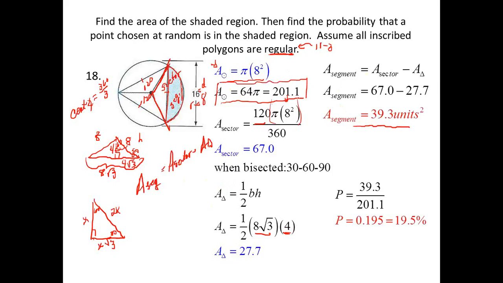Any questions on the last section of the chapter? Any questions?